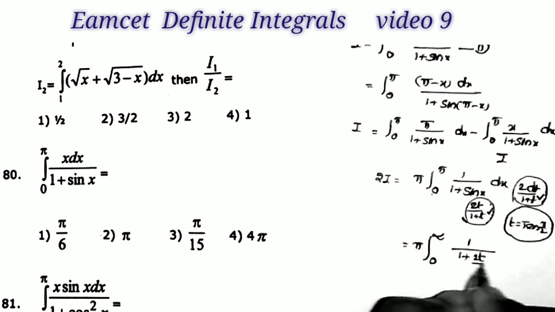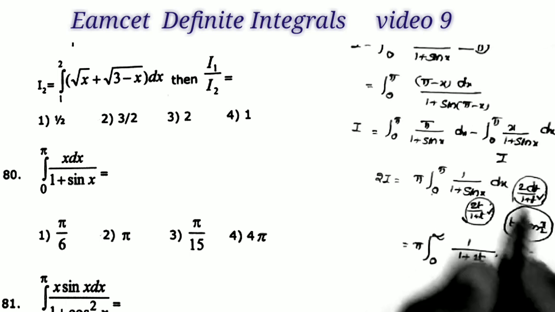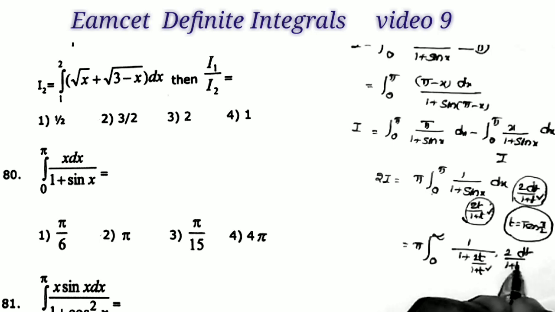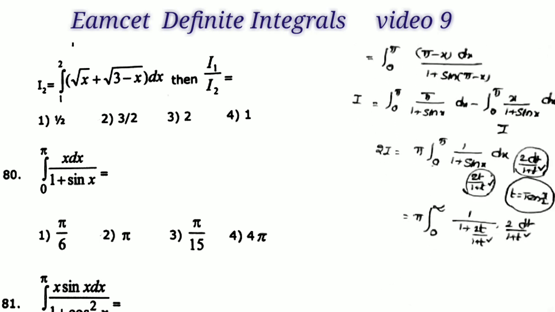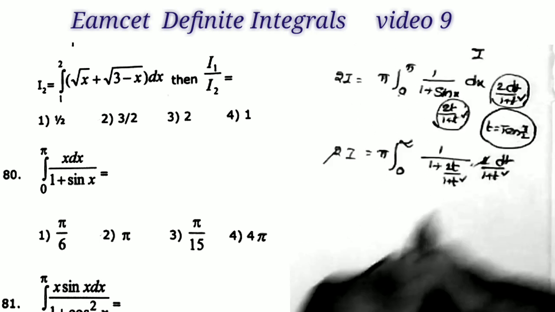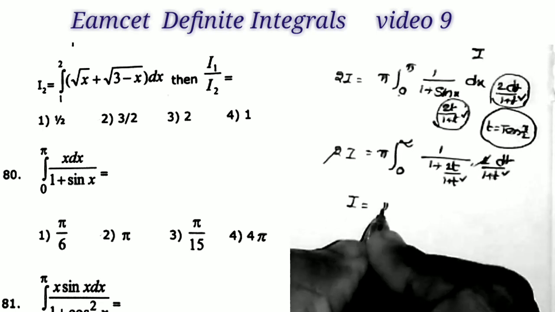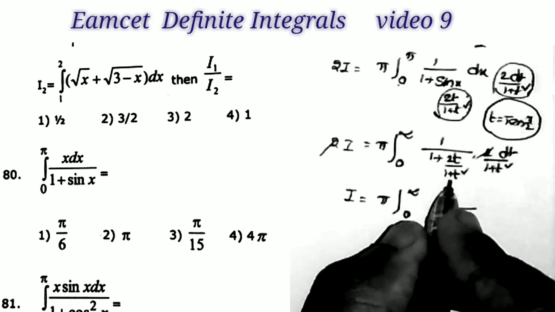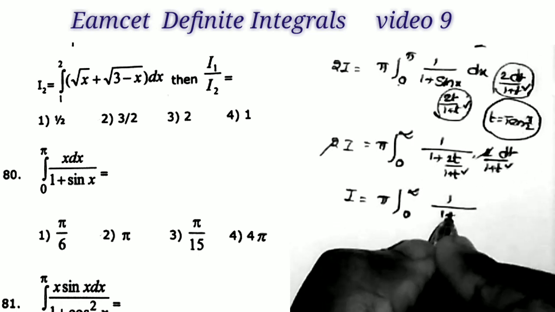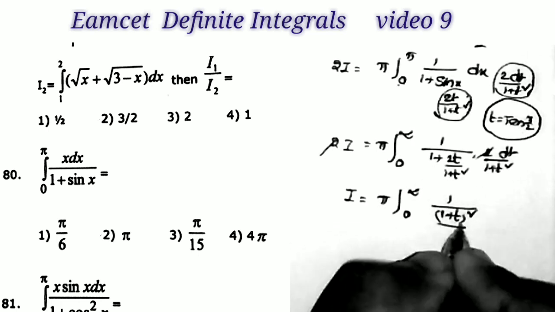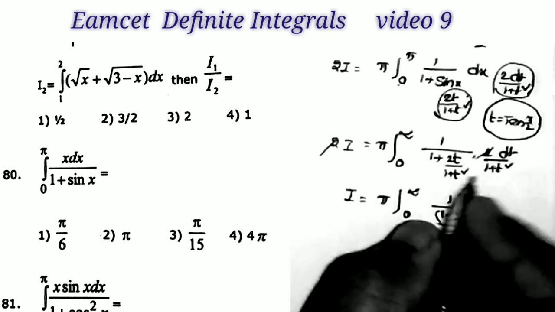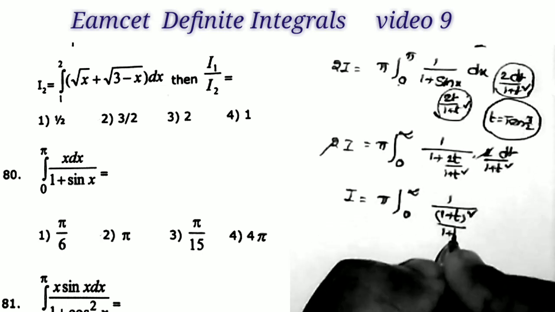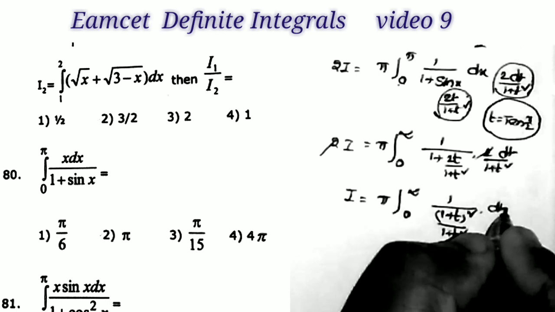So writing in terms of t, that is 1 by 1 plus, replacing this value here 2t by 1 plus t square, and this is 2 dt by 1 plus t square. dx is equal to 2 dt by 1 plus t square. sin x is equal to 2t by 1 plus t square. Now I is equal to pi into integral. Doing the LCM here, we get 1 plus t square plus 2t, that is 1 plus t whole square, by 1 plus t square, into dt by 1 plus t square.